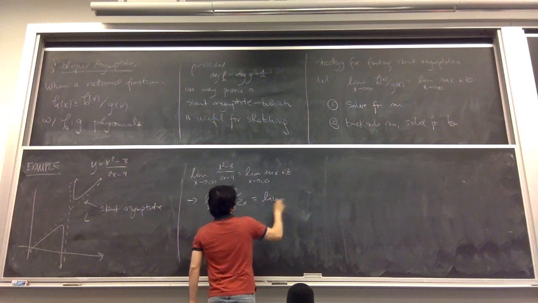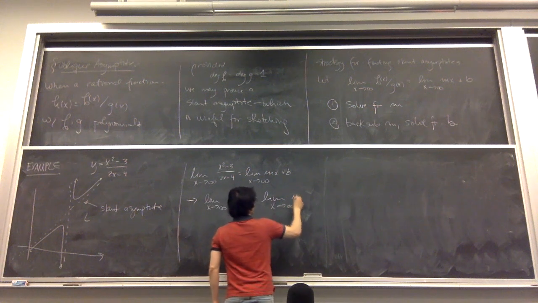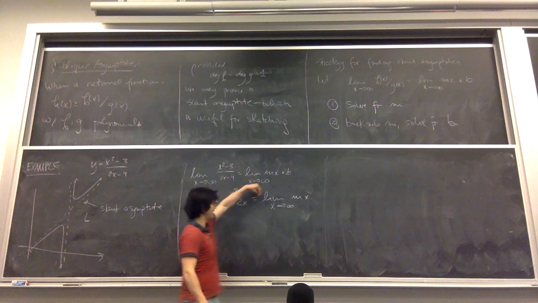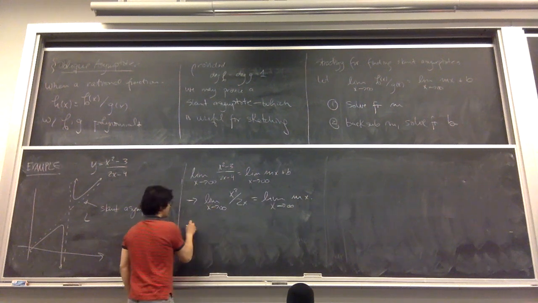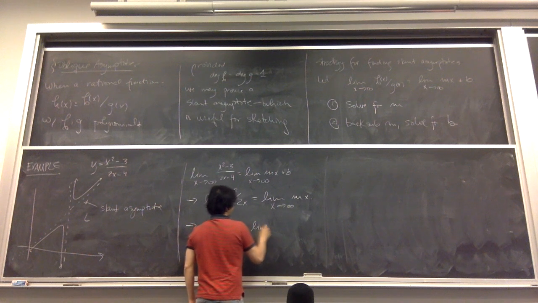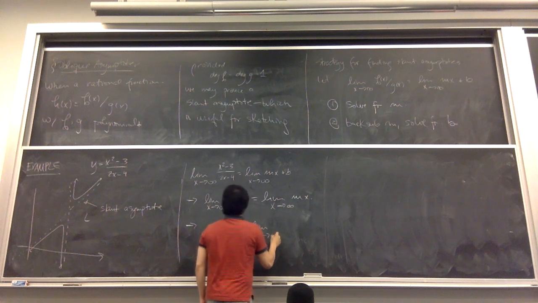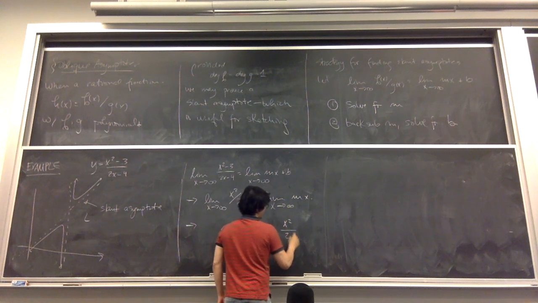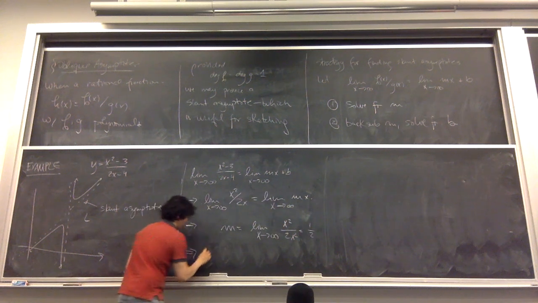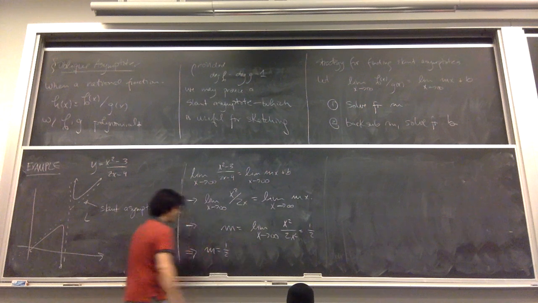is equal to the limit as x goes to infinity of mx. Now remember, m is independent of x, so I can actually take it out of the limit. If I rearrange everything here, m is equal to the limit as x goes to infinity of x squared over 2x squared, which is a half. So look, we got our slope. The slope of that asymptote is a half.